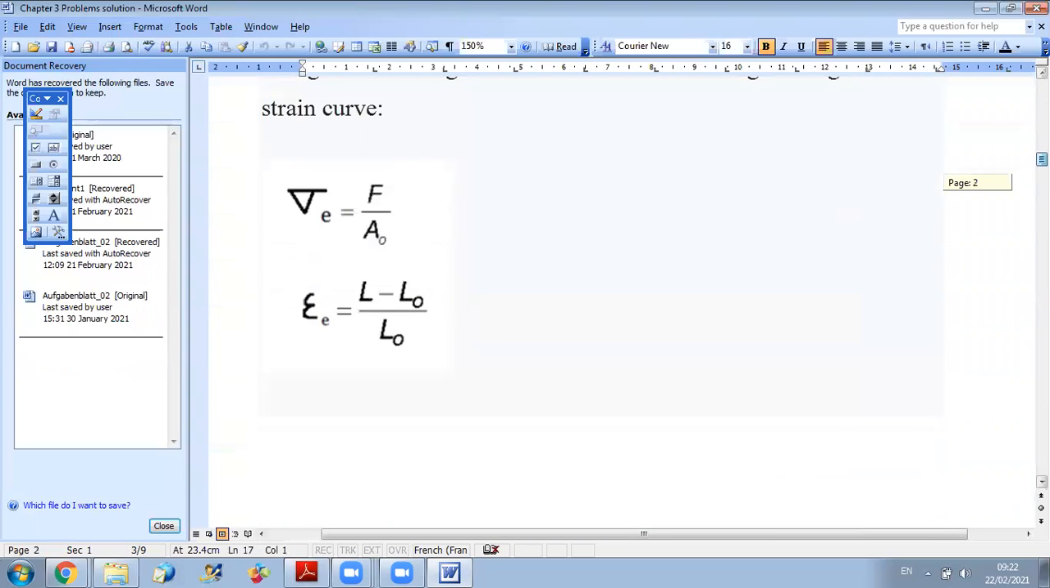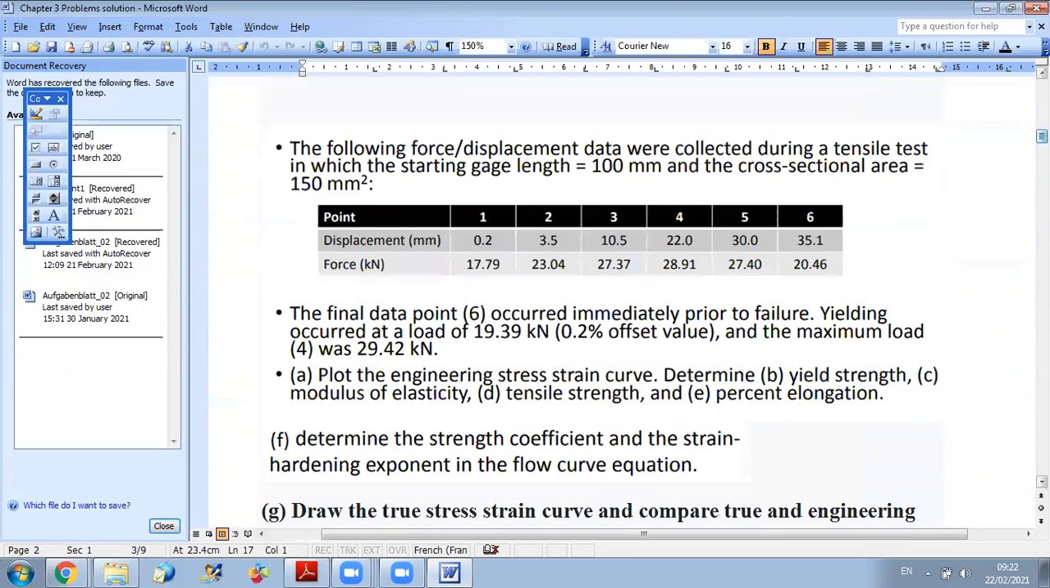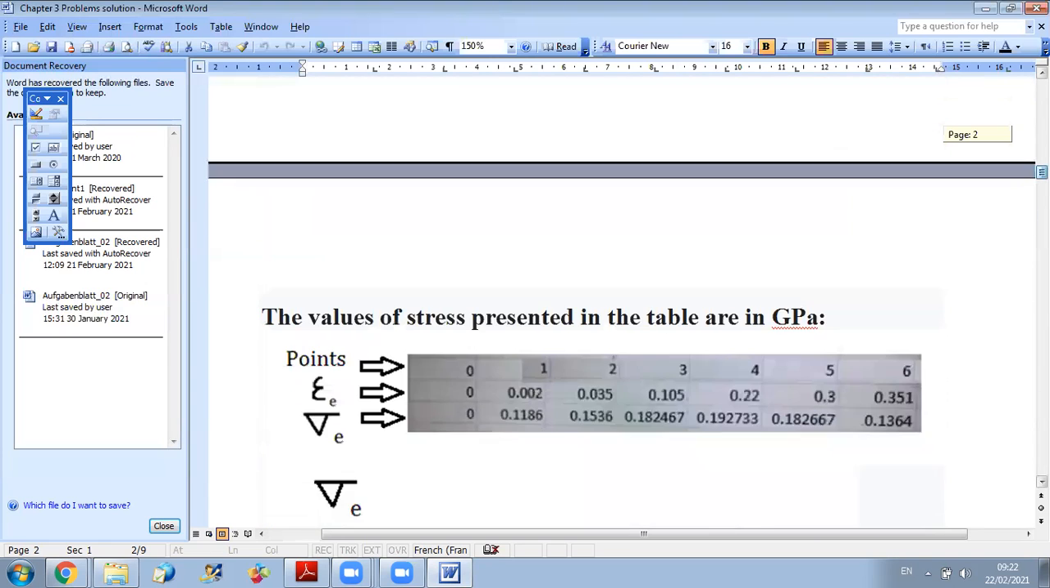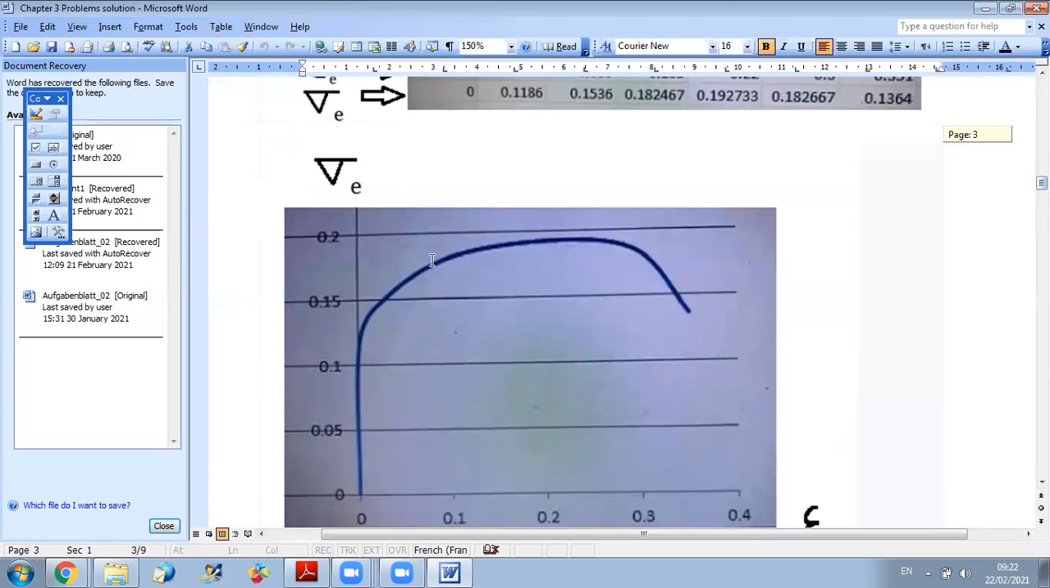In the problem, they gave me the maximum force applied, which is 29.42 kilonewton. Since it's given, I can easily calculate the tensile strength. But if they didn't give me this value, it is not easy. It's hard to see in the curve where the maximum is, because it's a flat plateau, and I should have more points to be able to track the maximum in a more accurate way. This is why the true curve will be more helpful to accurately determine the value of the maximum tensile strength.